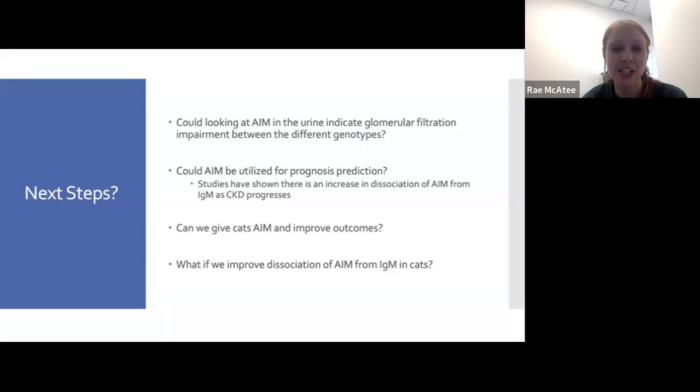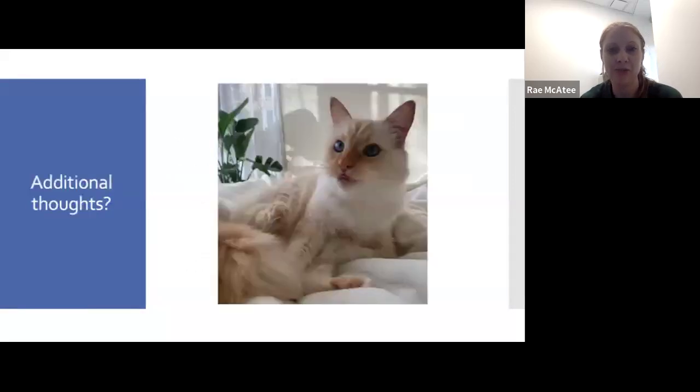Or what if, is there a way to improve dissociation of AIM from IgM in cats? Would that be just as helpful as giving them AIM? So I'm interested to see what happens in the future. That is all. I know that was really short. Does anyone have anything to add?